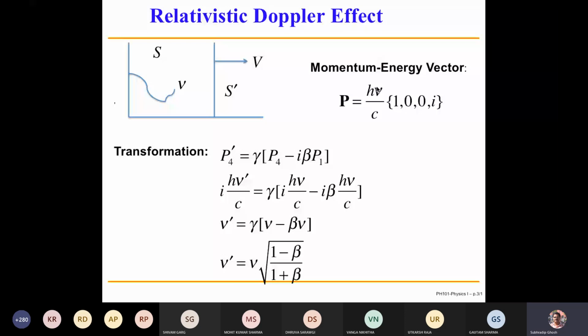So since in the three-dimensional system the momentum is completely along the x direction, we have only the x component, and the y and z components are actually 0. And then the fourth component is i times E by c, so it is once again i into h nu by c.